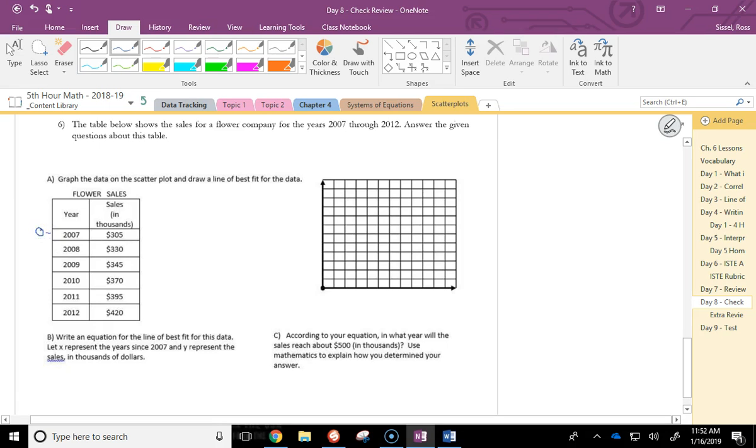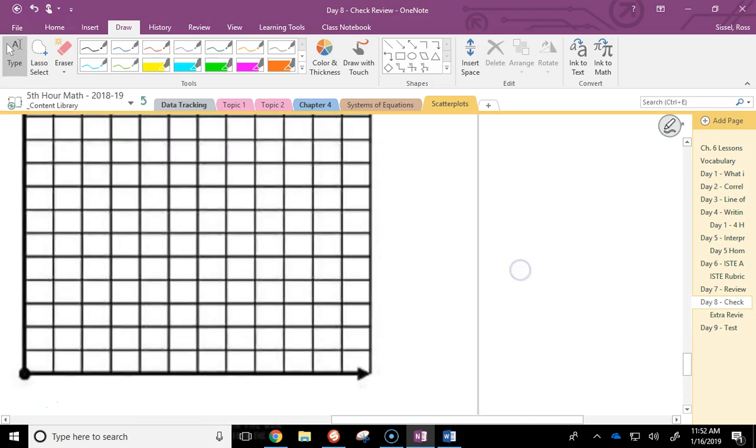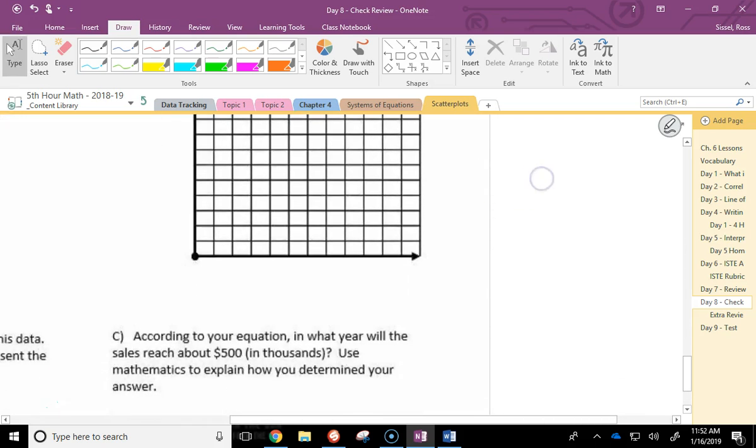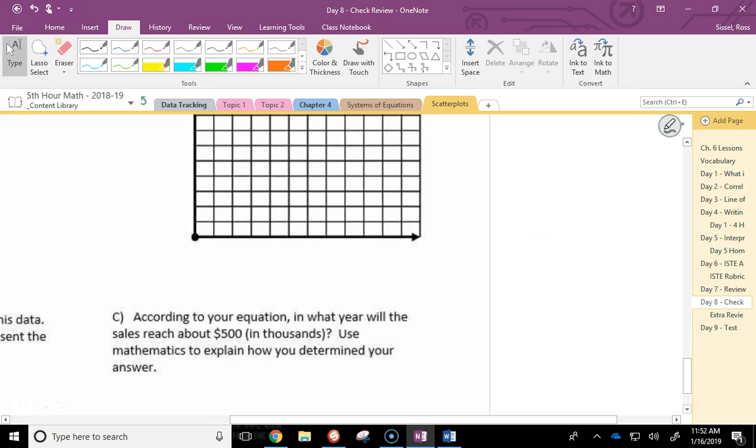So when I make this x-axis, instead of writing the years 2007, 2008, 2009, and so on, I'm going to say this is 0. Then this is 1, 2, because this is 2 years since 2007. 3 years, 4 years, and 5 years. So I'm going to look at my graph here, and I know I have plenty of space to do so.